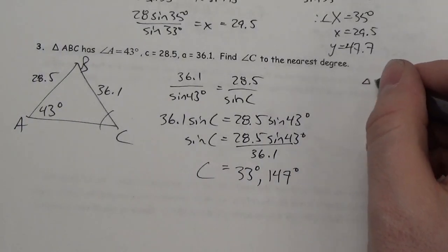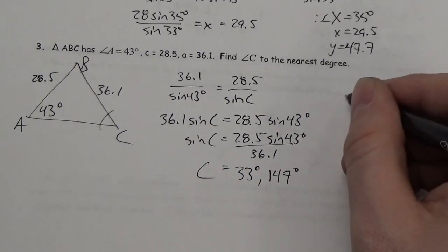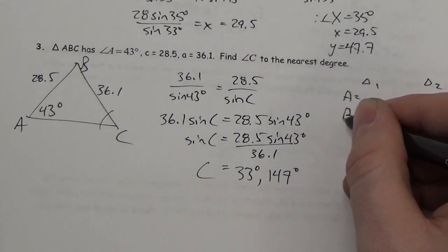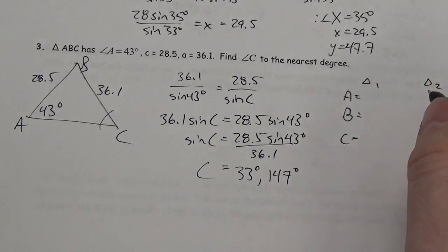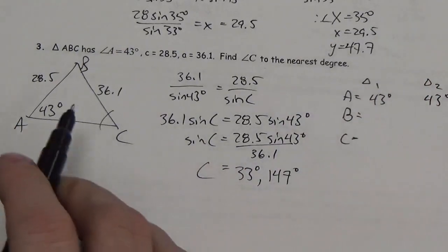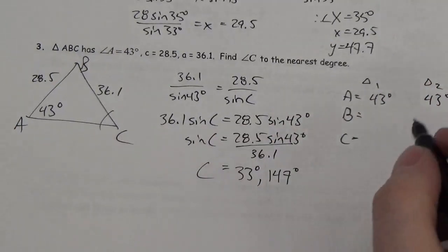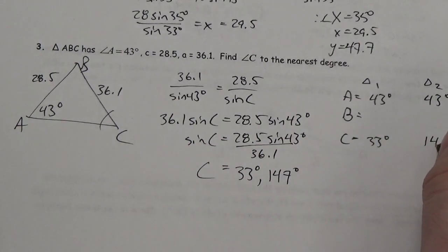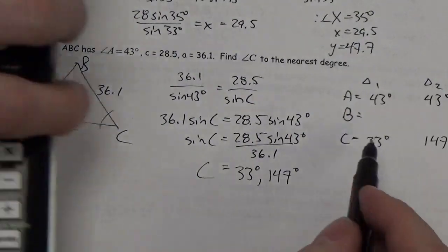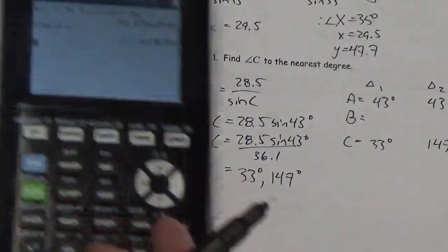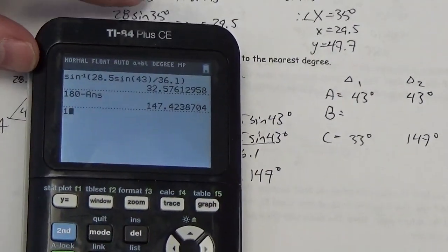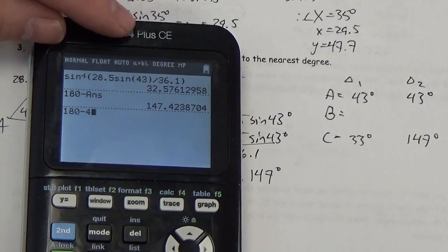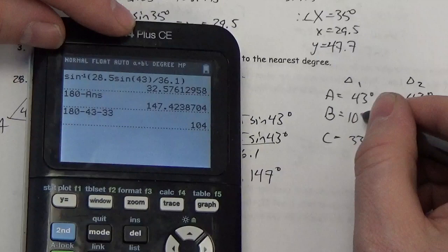I don't know. I've got two possible triangles here, angle A, B, C. Angle A is 43 degrees in both cases there, because that was given to me right from the beginning. C, well, C could be 33 degrees, or it could be 147 degrees. Now, in this first case here, I can figure out what B is, I should say. 180 minus 43 minus 33. Okay, so angle B is 104 degrees.